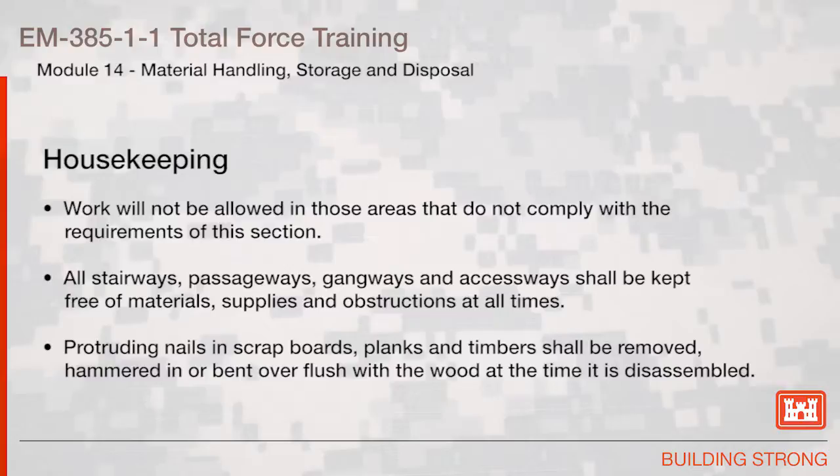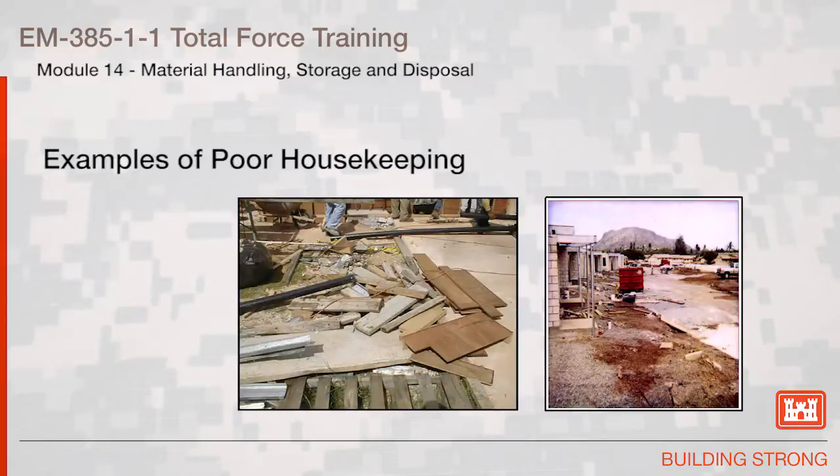All stairways, passageways, gangways, and accessways shall be kept free of materials, supplies, and obstructions at all times. Protruding nails and scrap boards, planks, and timbers shall be removed, hammered in, or bent over flush with the wood at the time it is disassembled. This slide indicates examples of poor housekeeping.